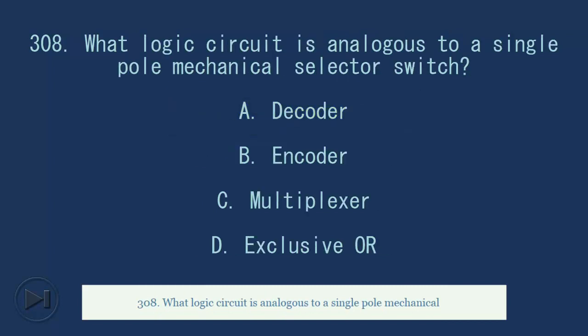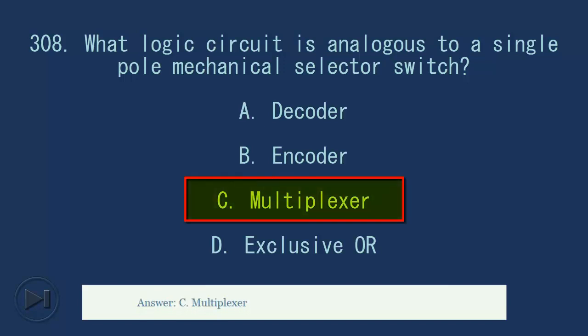308. What logic circuit is analogous to a single-pole mechanical selector switch? A. Decoder. B. Encoder. C. Multiplexer. D. Exclusive OR. Answer, C. Multiplexer.